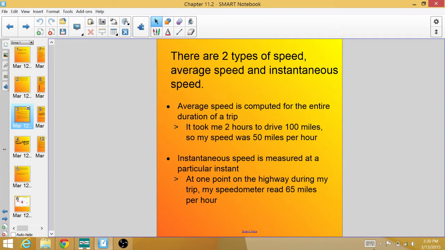Instantaneous speed is measured at a particular instant. So, at one point on the highway during this trip, my speedometer read 65 miles an hour. So even though my average speed for the whole trip was 50 miles an hour, I wasn't going exactly 50 the whole time. My instantaneous speed at one moment was actually 65. But my average speed tells me sometimes I was going a little faster than 50, sometimes I was going a little slower, and when we average those, my average speed was 50 miles per hour.